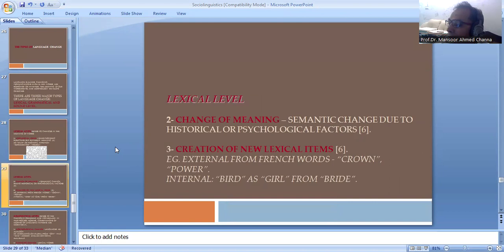Lexical level: change of meaning, or semantic change, due to historical or psychological factors. Creation of new lexical items can be external, for example from French words like crown and power, or internal, for example the word girl from bright.